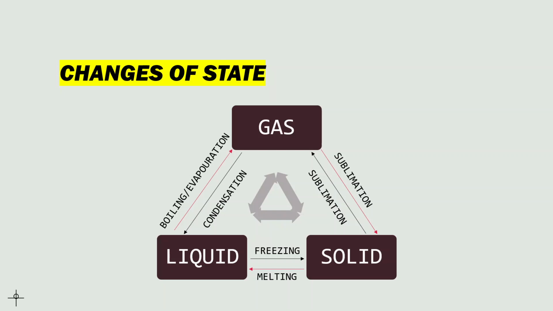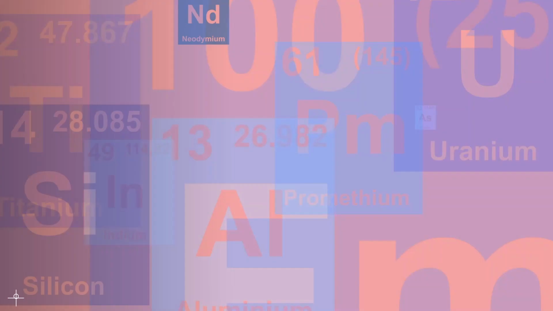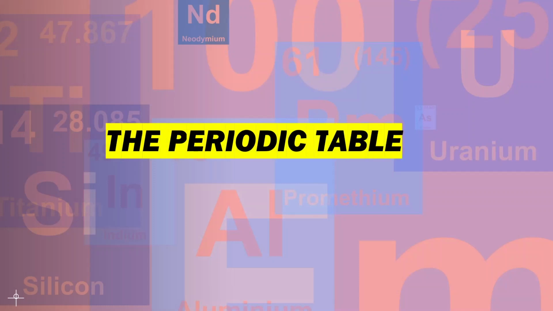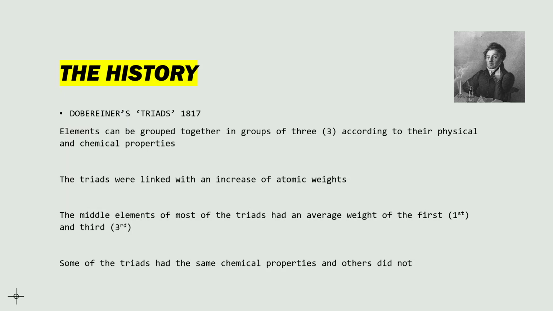Ice to water, solid to liquid, that is melting. Gas to solid and vice versa is what we call sublimation. Okay, the periodic table. The periodic table is this huge, scary table with all the elements in chemistry, but don't be nervous. Trust me.